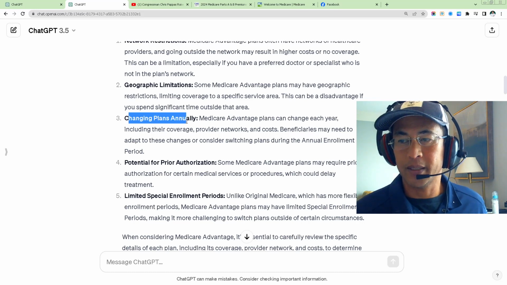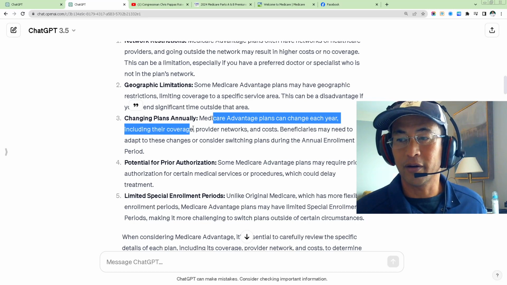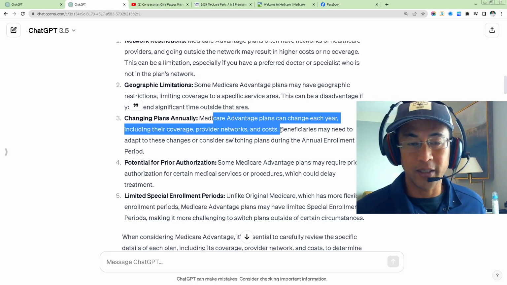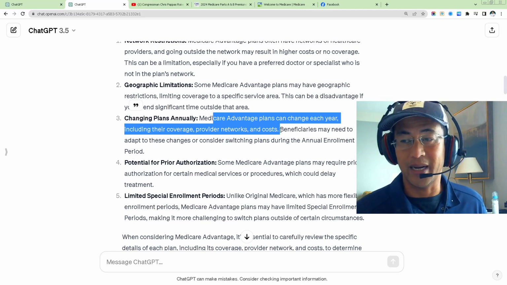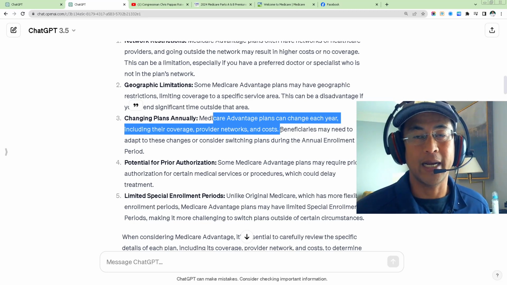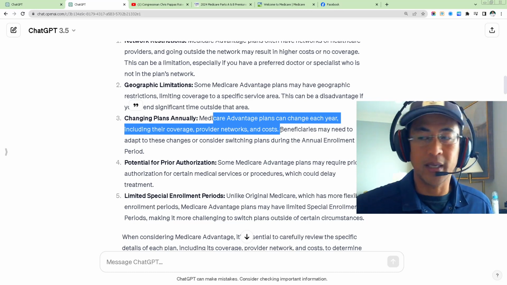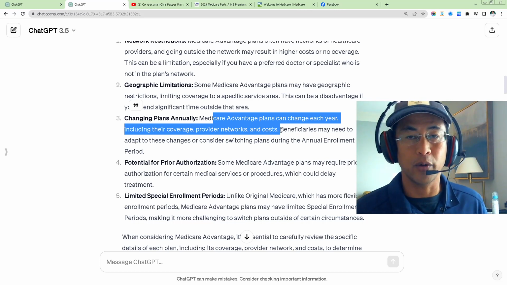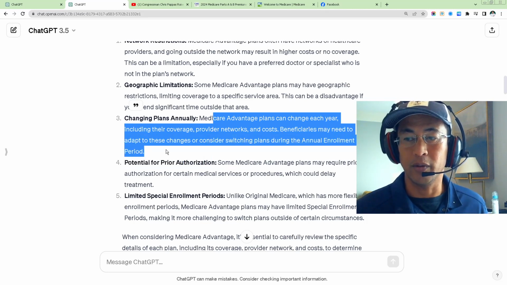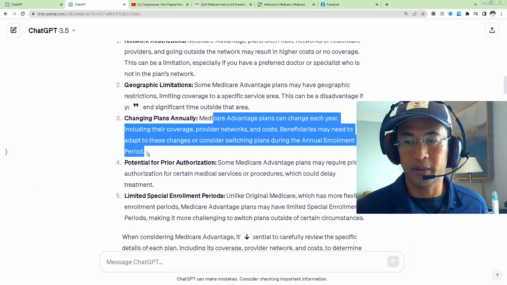Changing plans annually. Medicare Advantage plans can change each year, including their coverage, their provider networks, and costs. Many seniors do not like changes, but it happens each and every year with Medicare Advantage plans, and you get what's called an ANOC, an annual notice of change letter, in September for the following year for the changes that happen to your current Medicare Advantage plan. So that's why the annual enrollment period is so important in the fall, to look into those options.